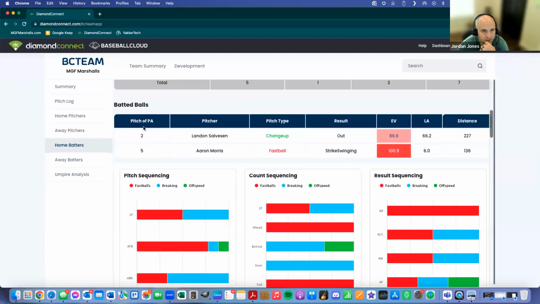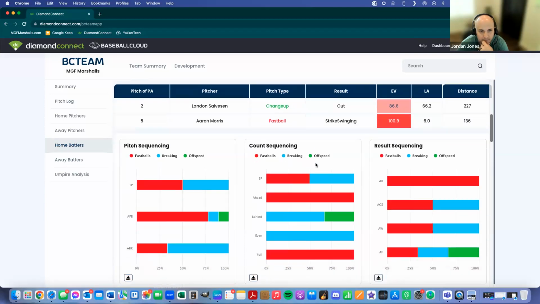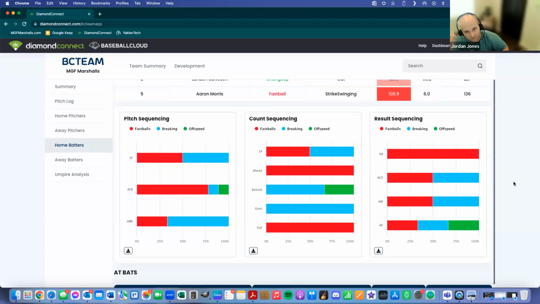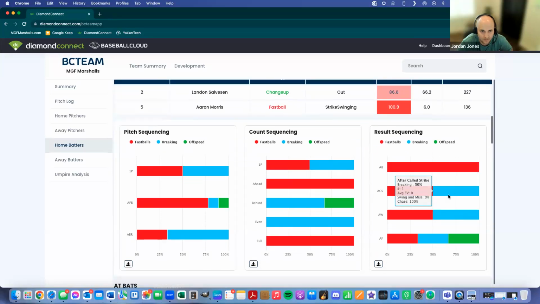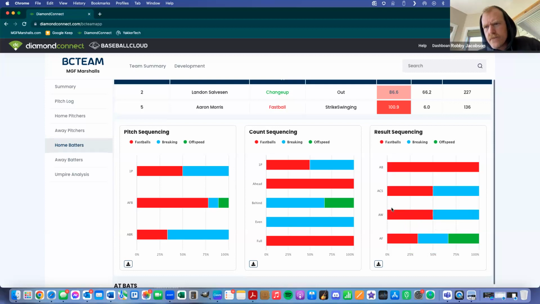Pitch of plate attempt. Okay. That's what that means. So the second pitch. That's cool. I haven't seen that one. Pitch sequencing. So this is how opposing pitchers pitch to. Yeah. So Robbie, this would be something like, it would be easy to go into this game, print this report, and you could print out the last 5 games for one kid. Right. And just have them and you could just look at each game and not have to pen and paper it. Yes. You could basically just look at each game.